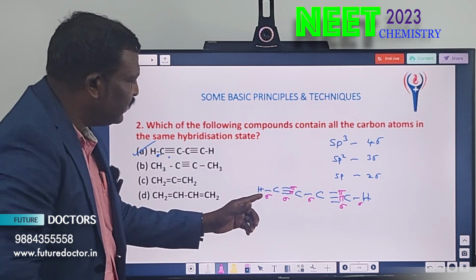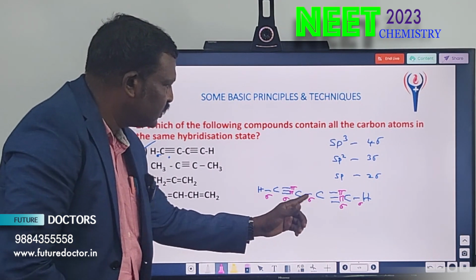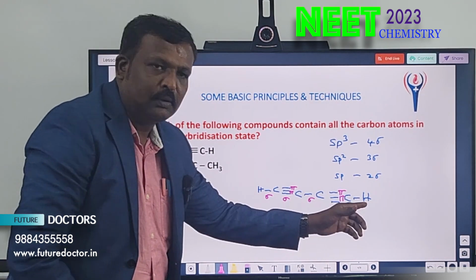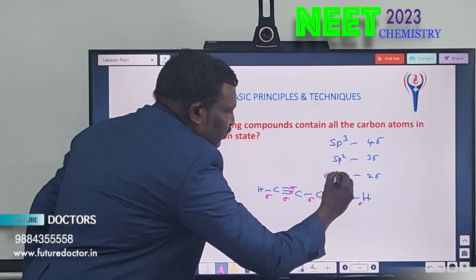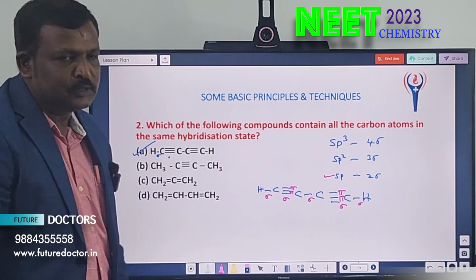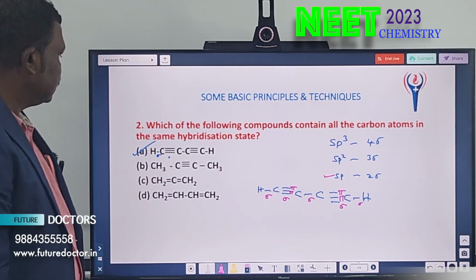Okay. So each and every carbon around this we have only 2 sigma bonds, 2 sigma bonds, here 2 sigma bonds, 2 sigma bonds. So all having the same. So 2 sigma bonds means we can say what? All these carbons in this first compound are sp carbon. Understood? So this is the answer. Understood?